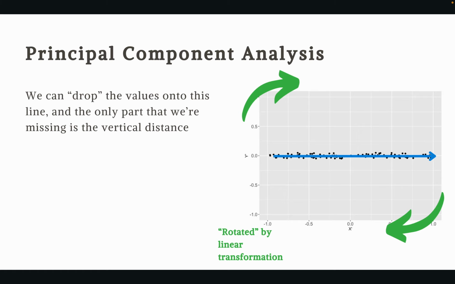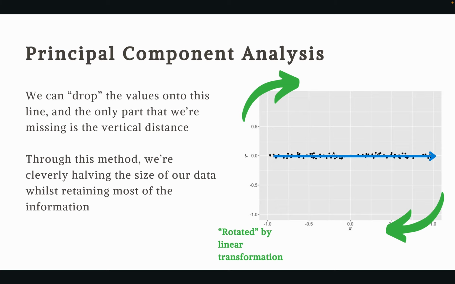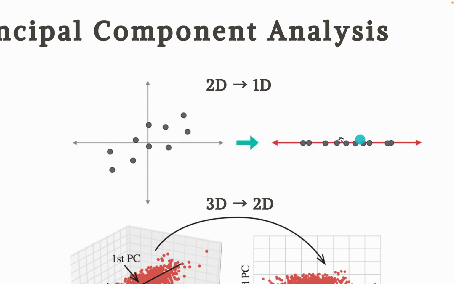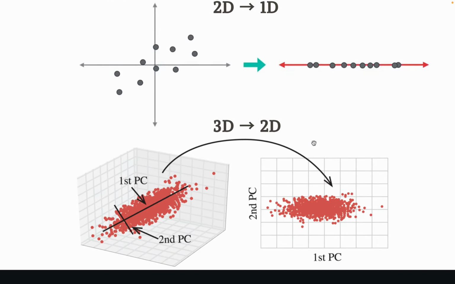Okay. Through this method, we're basically halving the size of data and retaining almost all the information. So it's a really nice way to go from 2D, for example. Can you see how if we draw the line along here and then drop, that's what our data will look like? And also we can go from 3D to 2D.